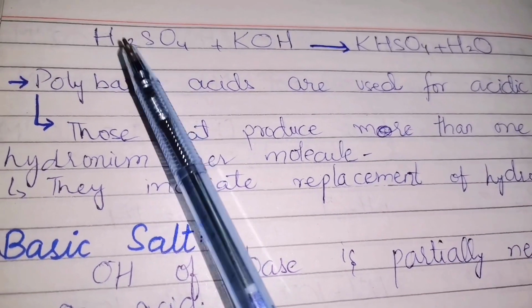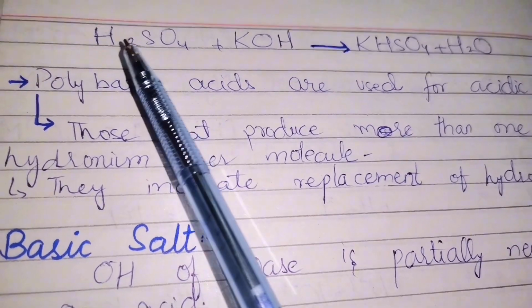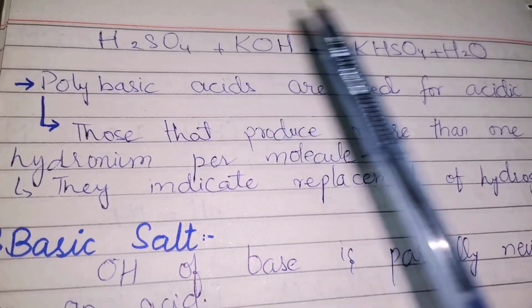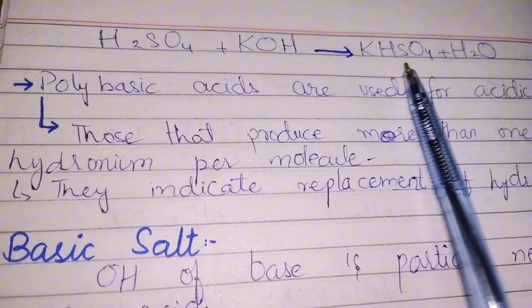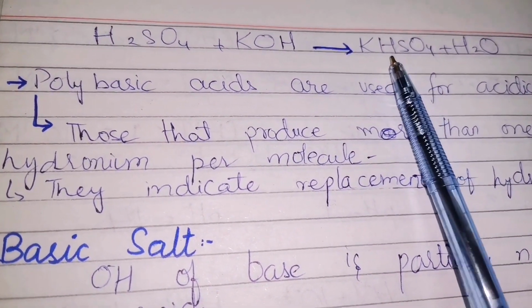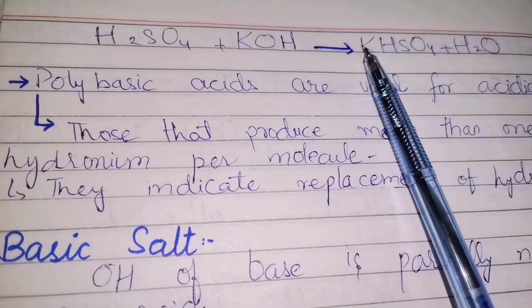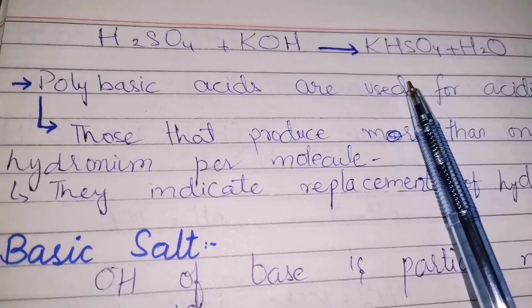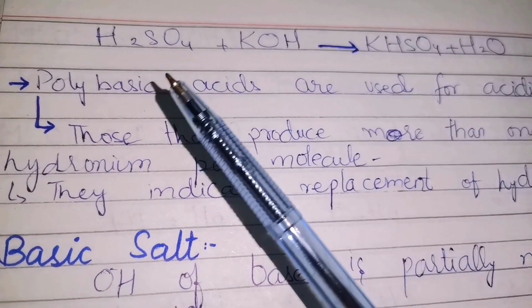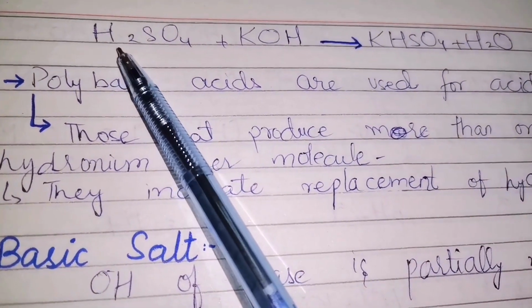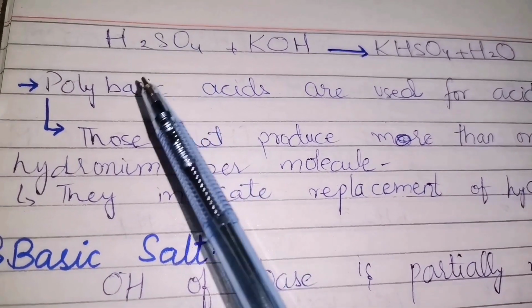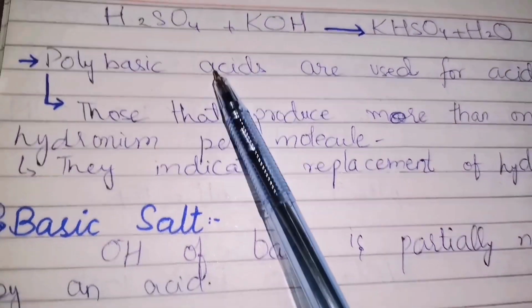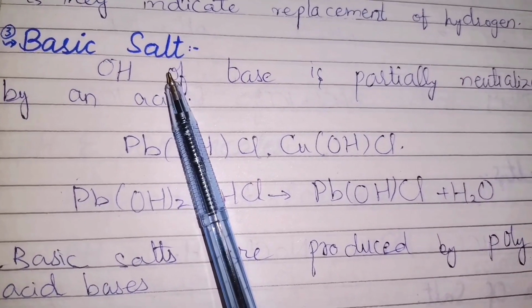Here see how many hydrogens we have? 2. And how many did it replace? It replaced only 1. So we are left here with one more hydrogen. It means that this can further react with a base to form a neutral salt, right? So such kind of acids which have more than one hydrogen ion are known as polybasic acids. And now coming towards the basic salts.